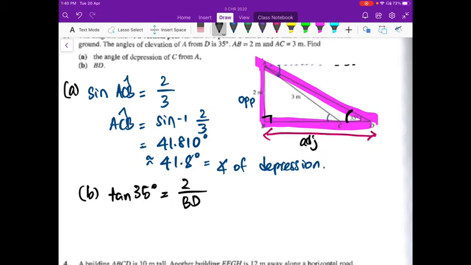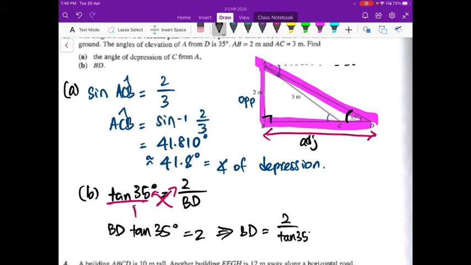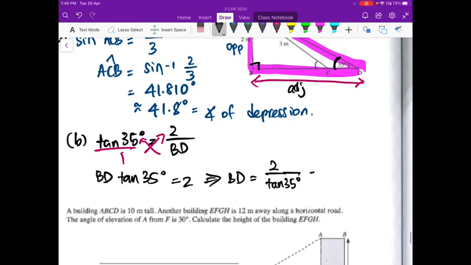Okay, there are other ways to do it also. In this case, I will use tangent. Opposite over adjacent. I have the opposite value of 2. So, over 1 cross BD, tangent 35 equals to 2. BD is 2 over tangent 35. Wow. 2.86 meters.